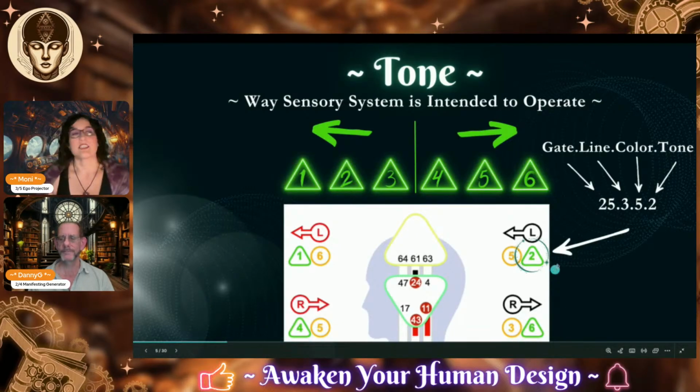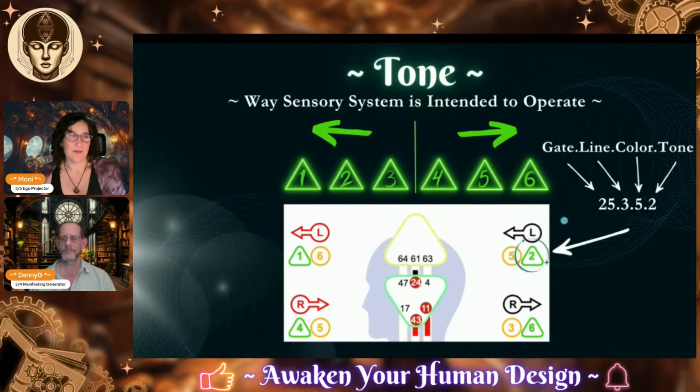And so you can see this here, just to break it down a little simpler. For this example, this is actually my chart. My gate is 25. The line is a dot 3, so I'm a third line. Then color, you can see here with this yellow circle, is the 5, and then tone is the 2. So this is a couple decimal points in, if you're looking at it, just to explain that.